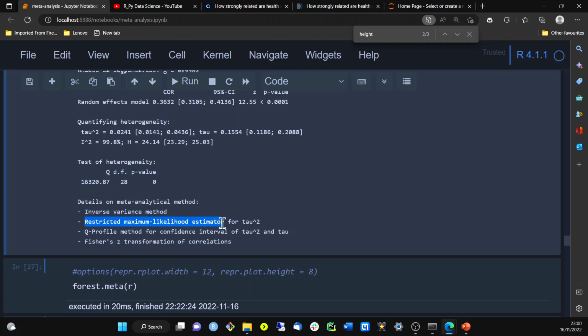And the method is telling you the meta-analysis methods that we have applied. This is a restricted maximum likelihood estimator that we use for tau square, and as always, we use the inverse variance method. And then the Q profile method was used for the confidence interval for tau square and tau.